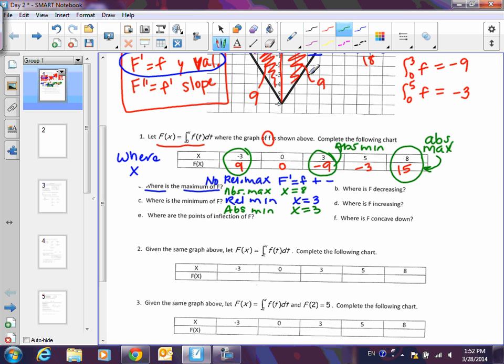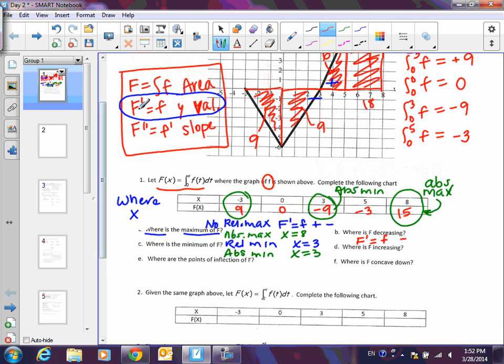So where is F decreasing? Okay, so big F is decreasing when big F prime, which is the same as little f, is positive or negative? Negative. Big F is decreasing when the slope of that segment is negative. So we look back up here again, and those are y values. All I really need to look for is where the y values are negative. And the y values are negative from -3 to 3.